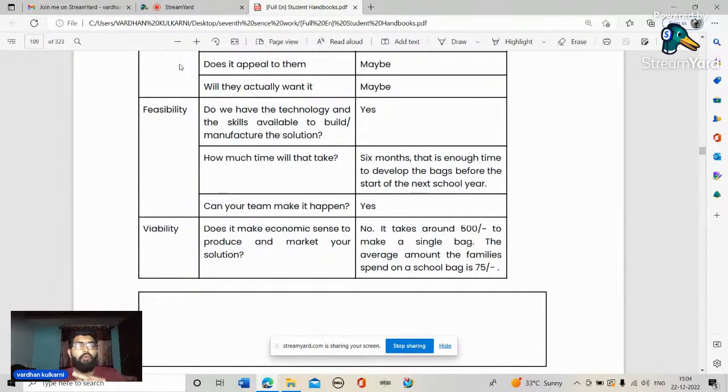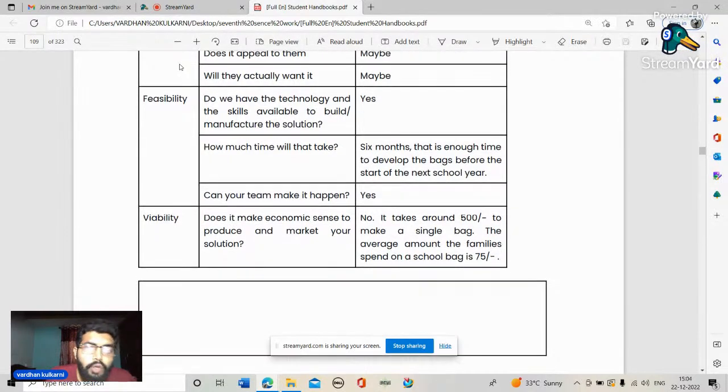there are chances. But in this situation, it is actually no. It takes around 500 rupees to make a single bag, and the average amount a family spends is 75 rupees. So if you are spending a lot of money on the bag, then no, it's not economical.